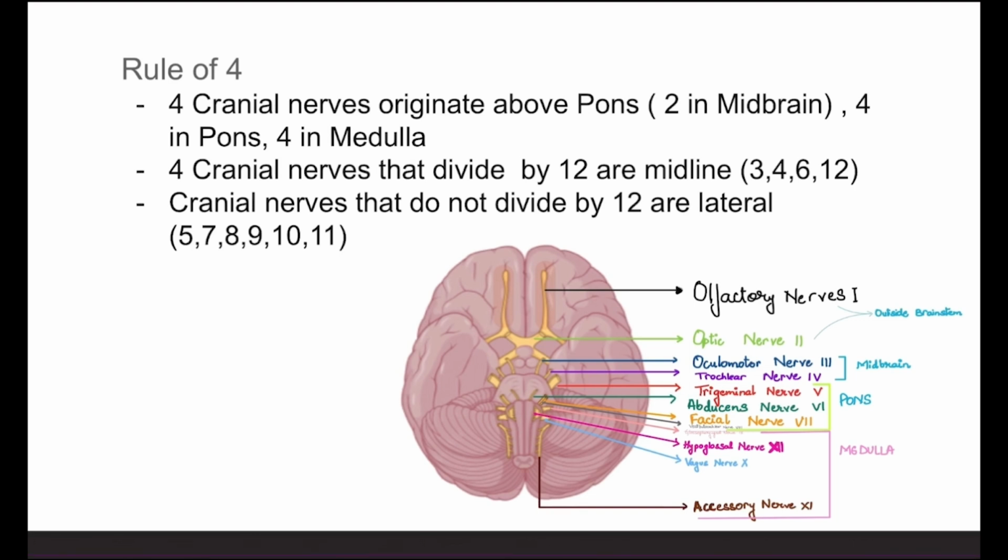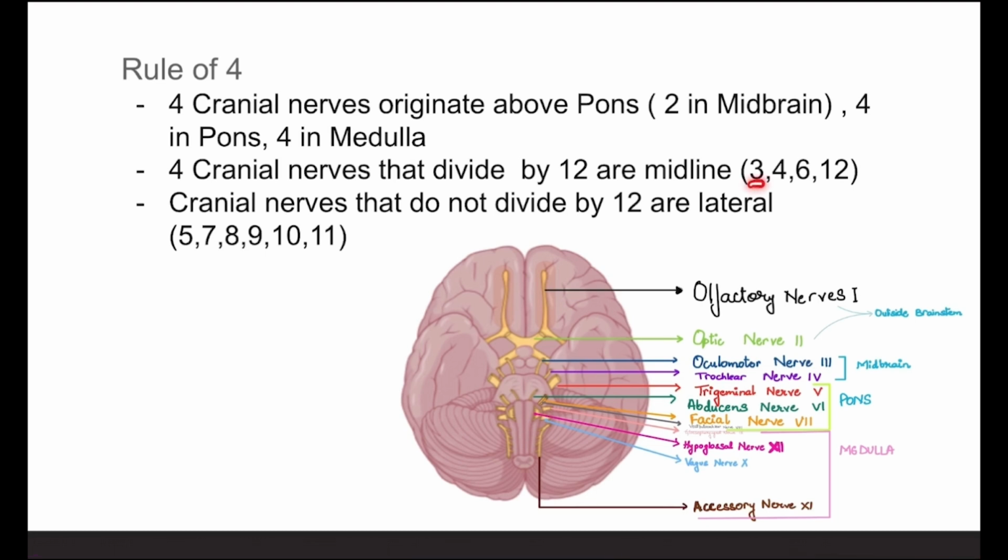Then we have 4 in the medulla. So you have glossopharyngeal, hypoglossal, vagus and accessory. These are localized in the medulla. So 4 above the pons, out of which 2 in the midbrain, 3 and 4. 4 cranial nerves in the pons and the last 4 are in the medulla. Now you have to look if they are divisible by 12.